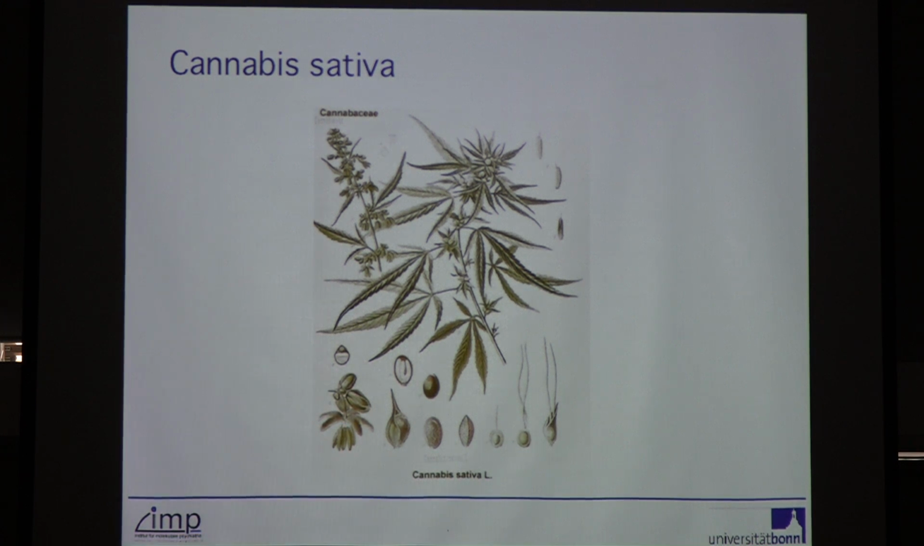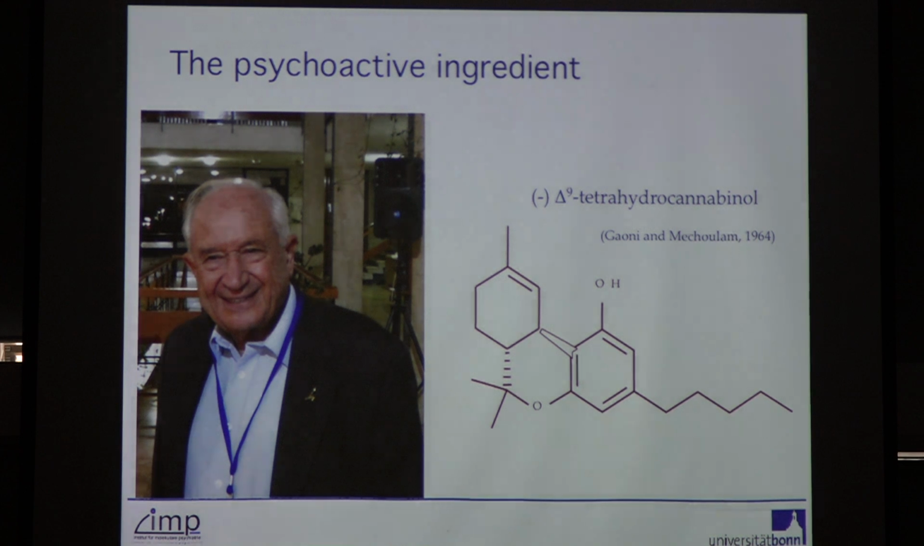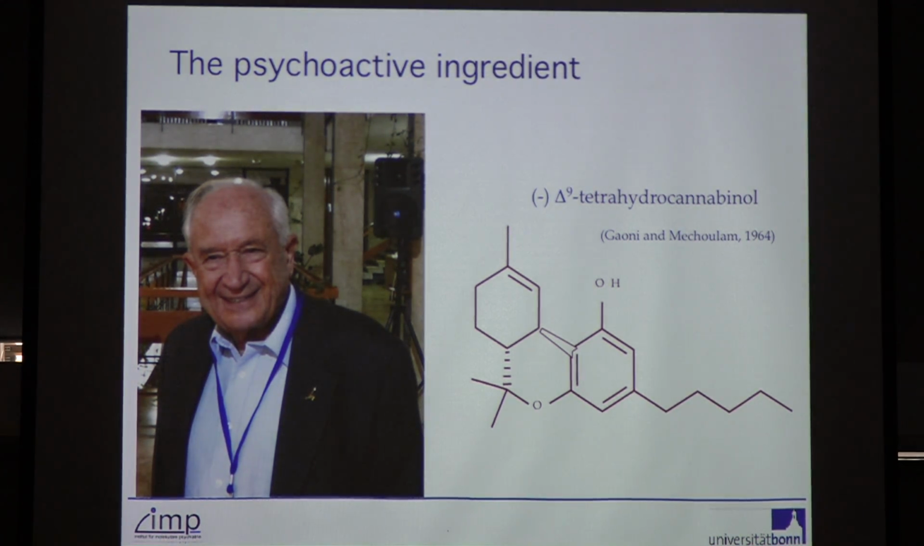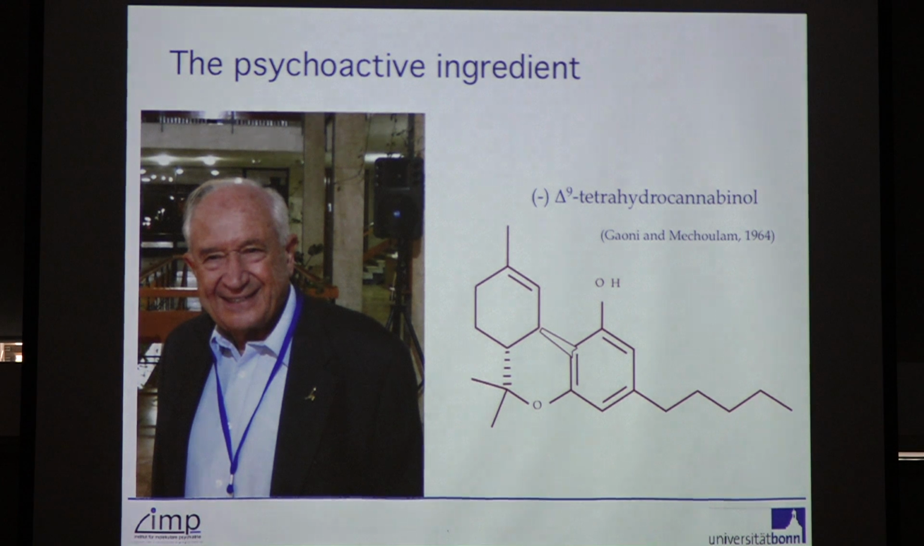The whole field really started when people succeeded to isolate the active ingredient in marijuana, and that was exactly 50 years ago, by Raphael Mechoulam, who at this time was at the Weizmann Institute. He is now Professor Emeritus at the Hebrew University in Jerusalem. This is the structure of the active ingredient in cannabis. It's called delta-9-tetrahydrocannabinol, or THC, as we typically name it. You can see it's a lipophilic substance. I'll tell you later that for a long time it was not known how this substance acts in the brain.